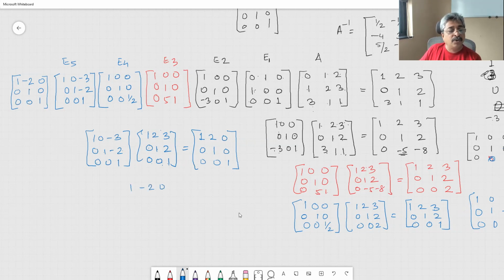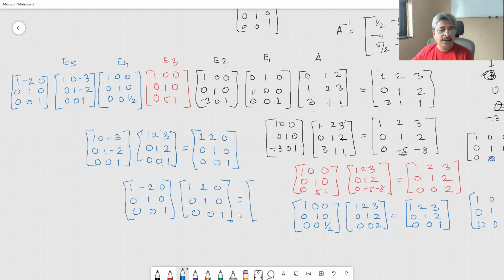So now 1 -2 0, 0 1 0, 0 0 1 multiplied by 1 2 0, 0 1 0, 0 0 1 is equal to, we should get the identity: 1 0 0, 0 1 0, 0 0 1. Okay, so this is our E6.